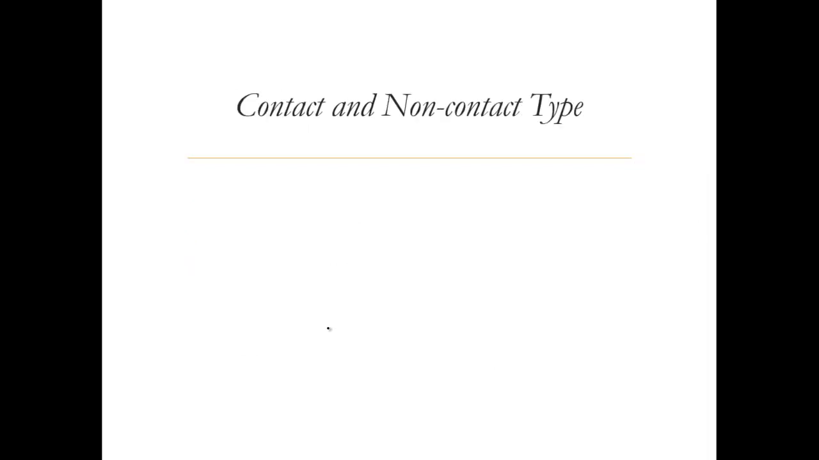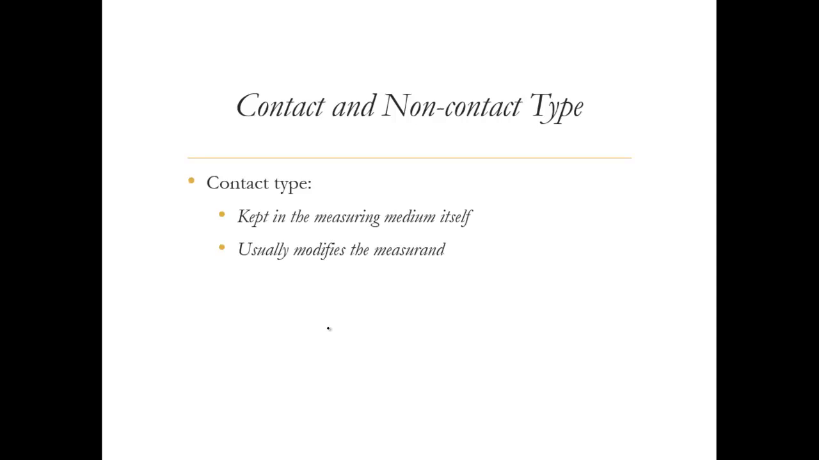Another classification is contact and non-contact type instruments. You must have seen mercury in a clinical thermometer. This is a very common example that we see even in our homes. We have mercury in this bulb, and it expands according to the temperature. It actually increases or decreases.